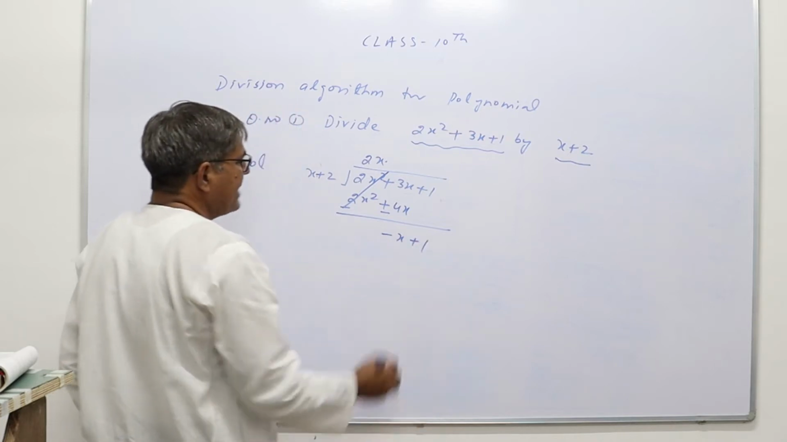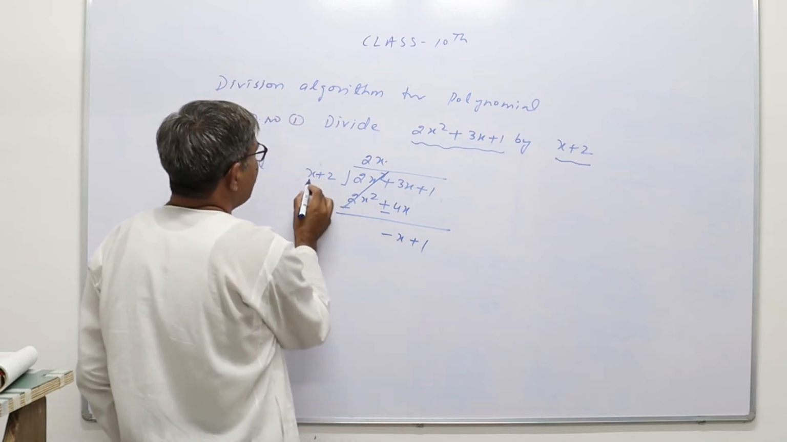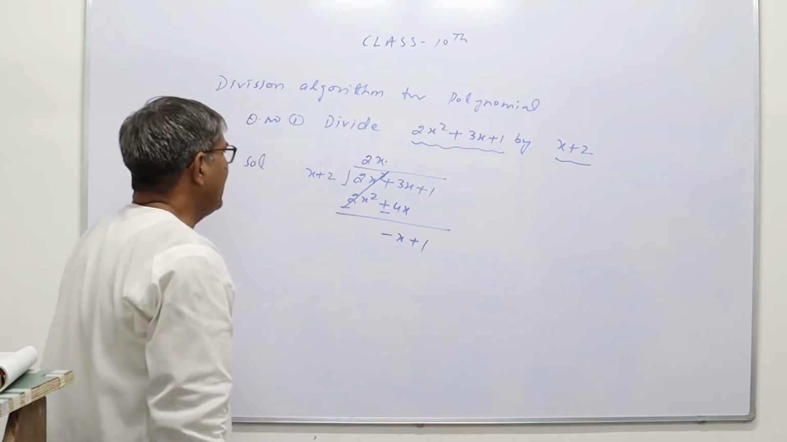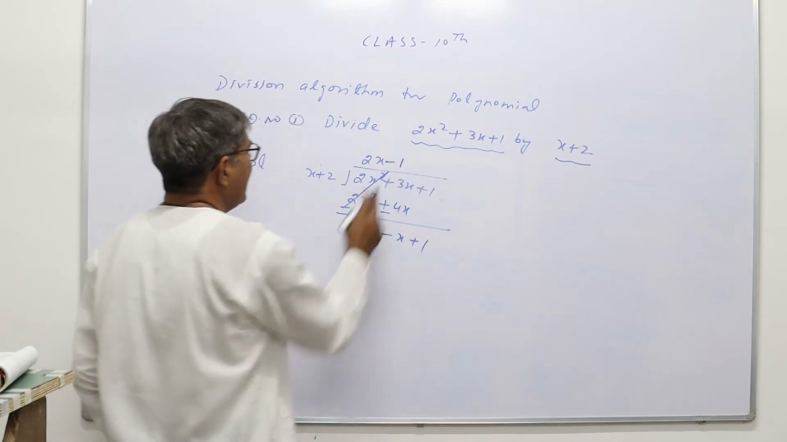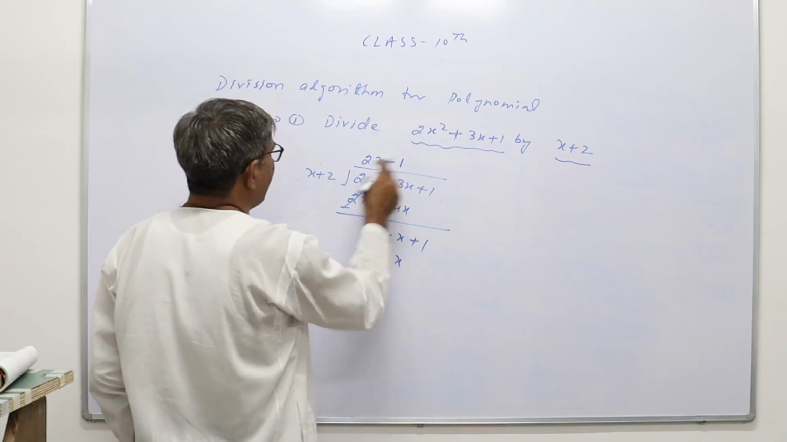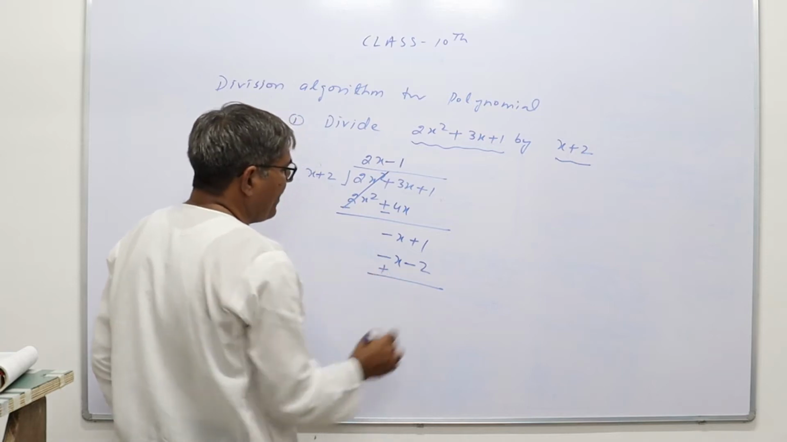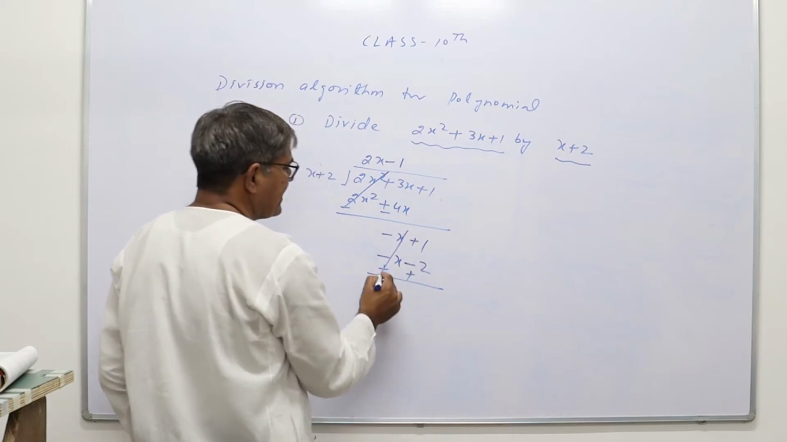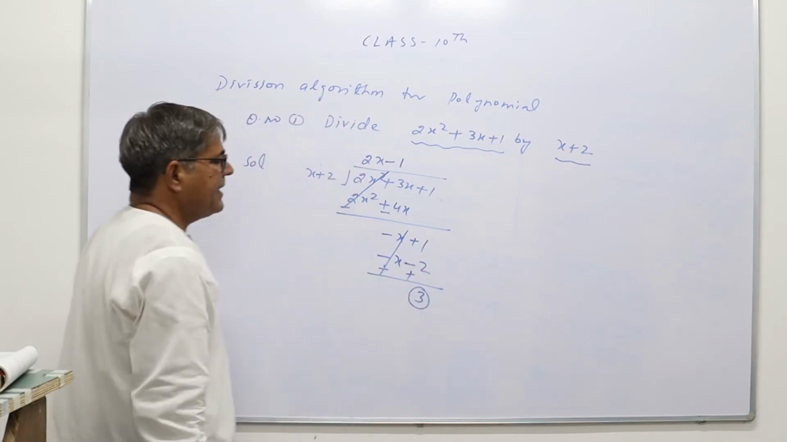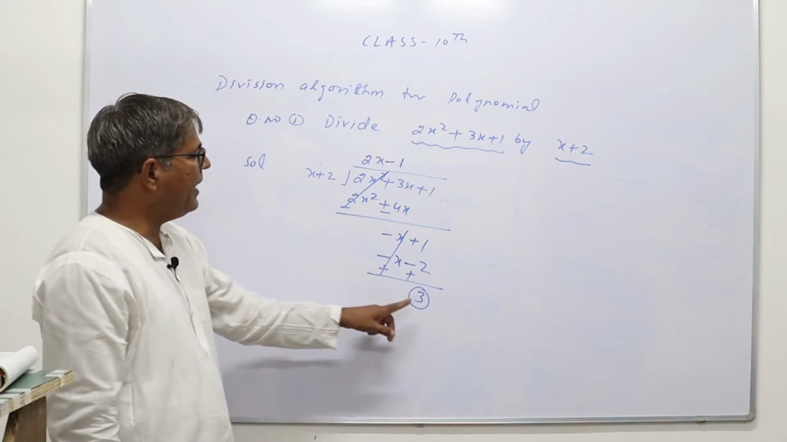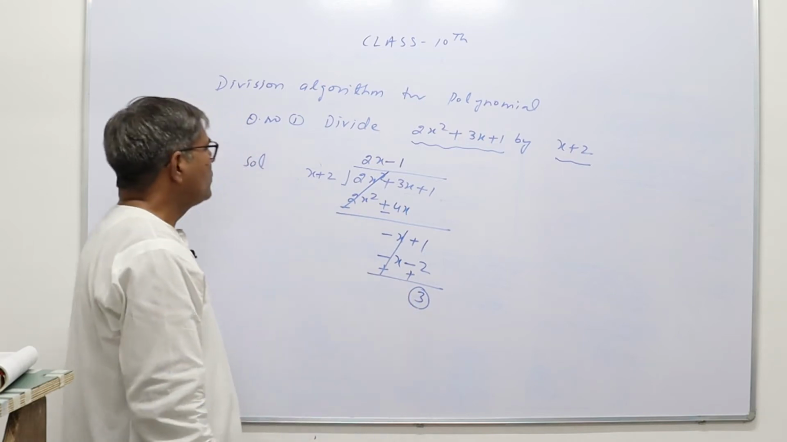Plus 1. Now again see, the highest degree term in the remainder is x and the highest degree term in the divisor is x. So we multiply by minus 1: minus 1 into x is minus x, minus 1 into plus 2 is minus 2. On subtracting, this sign will be plus and this will also be plus. So minus x plus x cancels out, and plus 1 plus 2 is 3. Here, this is the remainder, because if the degree of the remainder is less than the divisor, then we can't divide further.